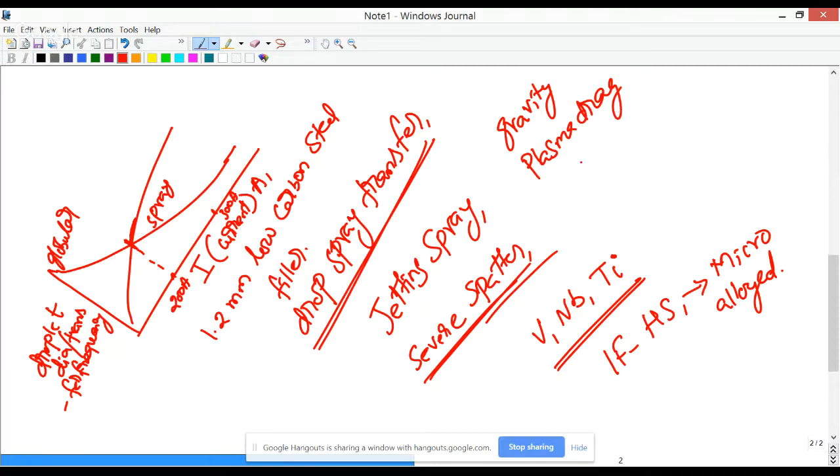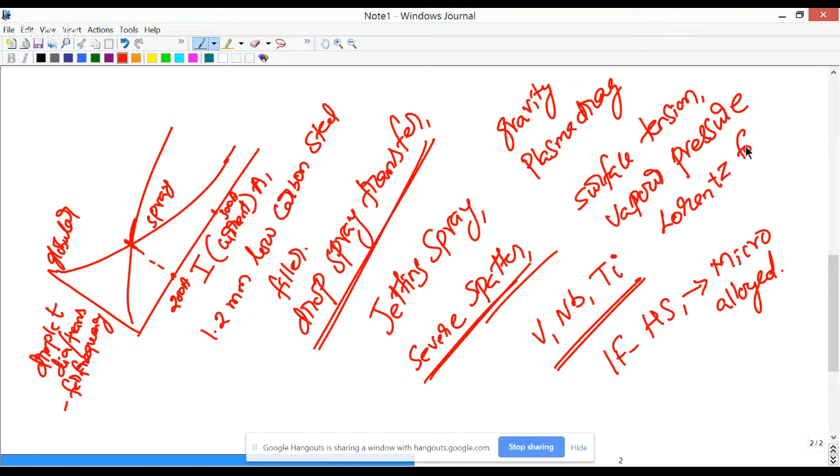And then the other force which aids the droplet transfer, apart from gravity and the plasma drag, okay, I'll get back to that. Gravity, plasma drag, surface tension. Surface tension is also a very important parameter which controls the droplet transfer kinetics, and then the vapor pressure. Gravity and plasma drag always aid the droplet transfer. The surface tension and vapor pressure always oppose the droplet transfer. And apart from these 4, the important force that controls the droplet transfer kinetics is the Lorentz force.